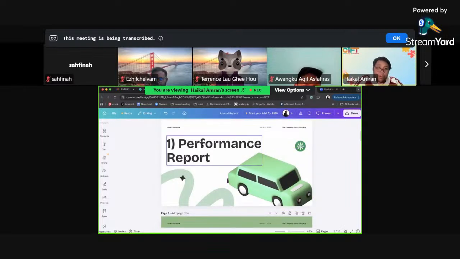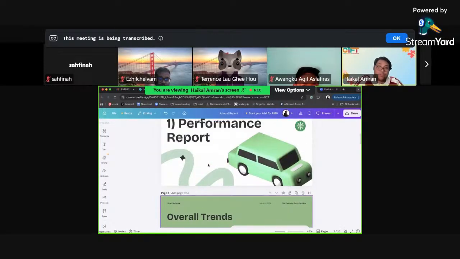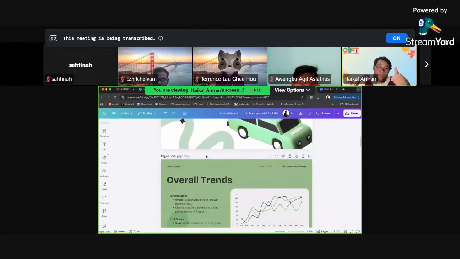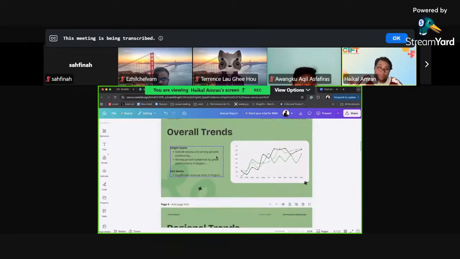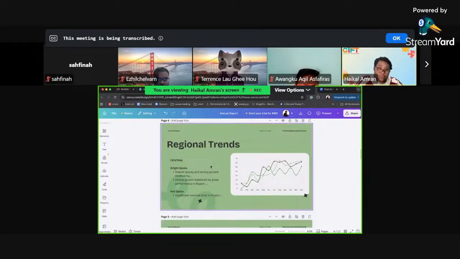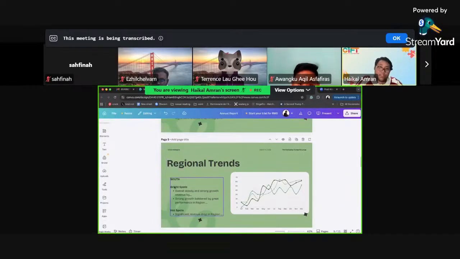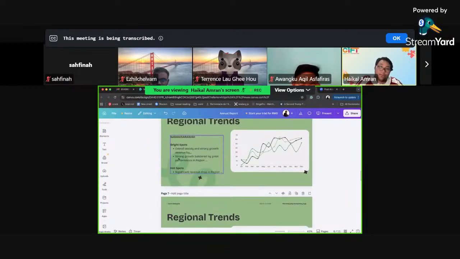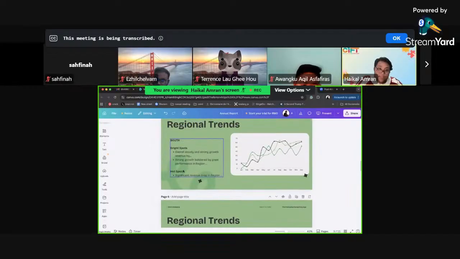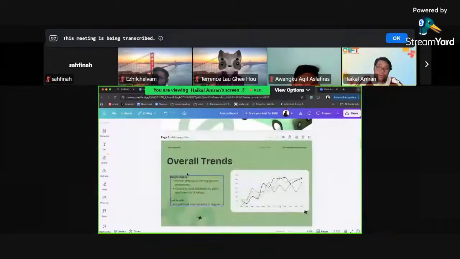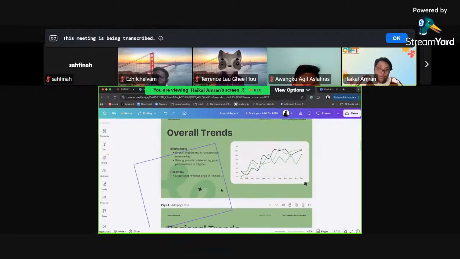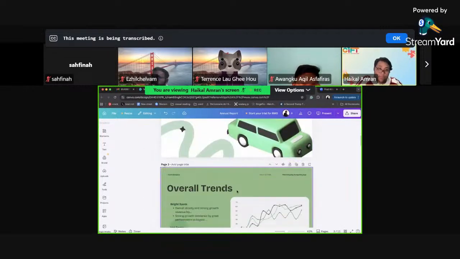Performance report. What is asked in the performance report? I want to see overall trends. Overall trends is the big picture part, and then regional trends. You go region by region. Central region, what are the bright spots? What are the hot spots? South, Sabah, Sarawak, East Coast. Identify bright spots and hot spots, be it in overall trends or the regional trends. All right, so remember that.